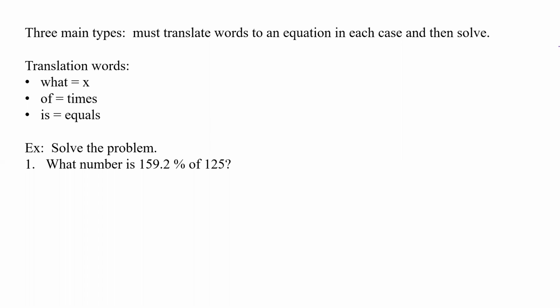But the key thing is on each of them, first we have to translate the words of the problem to an equation in each case, and then we solve it. Now, how do we translate? Well, our translation words, we have three of those. We have what. What does that mean? Well, that gets replaced with X. So it'd be like what number or what something. Then of, that's going to be times. We're going to multiply. That means times. And then is, that's equal to equals.